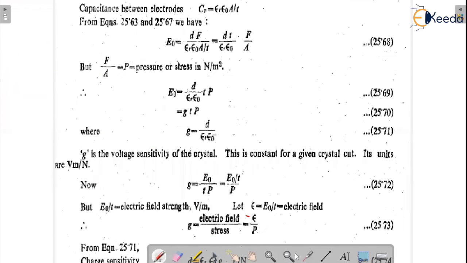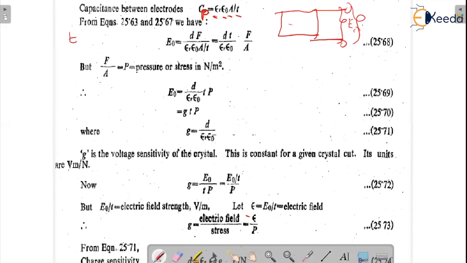Now the very important thing is this: I'm going to take a crystal, and I take the output over here, which I get as E naught. These electrodes are acting as a parallel plate capacitor, and the formula for Cp, the parallel plate capacitor, is Cp equal to epsilon naught into epsilon r into A by T. Here epsilon r is the relative permittivity of the medium, epsilon naught is the permittivity of free space, A is the area, and T is the thickness.